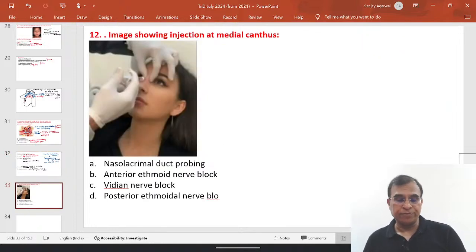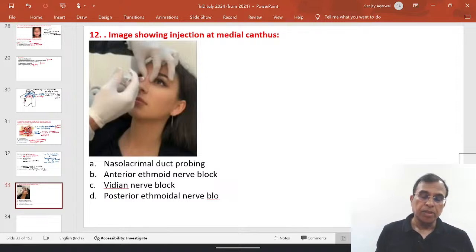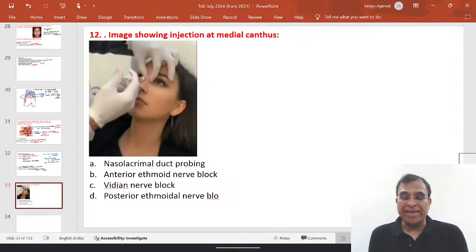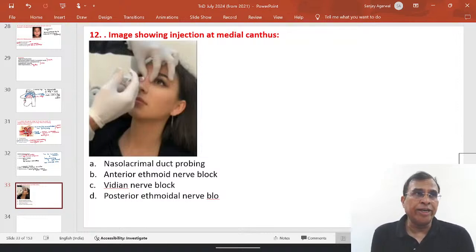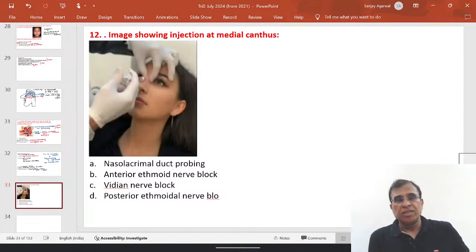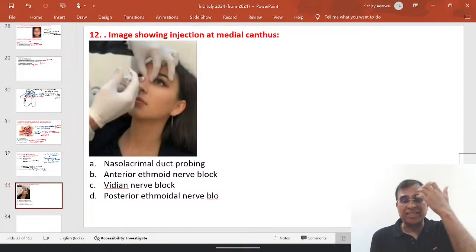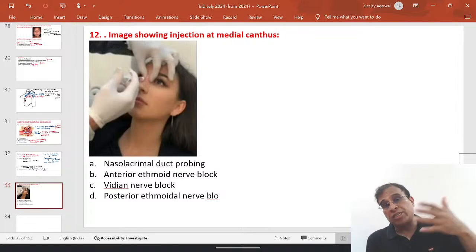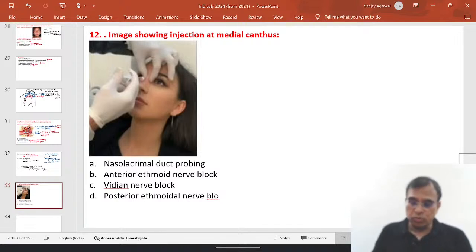Question number 12. Image showing injection at the medial canthus. As you can see, image showing injection at the medial canthus. So this is a question from 2021. This was asked in NEET PG 2021. Exactly the same question with same choices. So what is your answer?